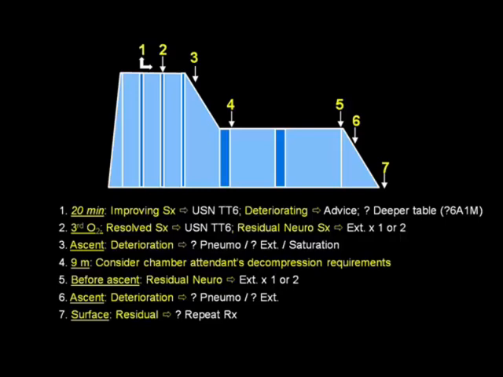treated. Once one has arrived at 9 meters, that is the point to consider what the chamber attendant's oxygen breathing requirements would be in order to prevent them from developing decompression illness. The reason for making this prompt here is because at altitude, this may already be the point where the attendant needs to start breathing oxygen, and therefore it's the appropriate time to consider whether or not the attendant should start breathing oxygen then. At the end of the second oxygen breathing period at 9 meters, one can again decide whether or not extensions are required.